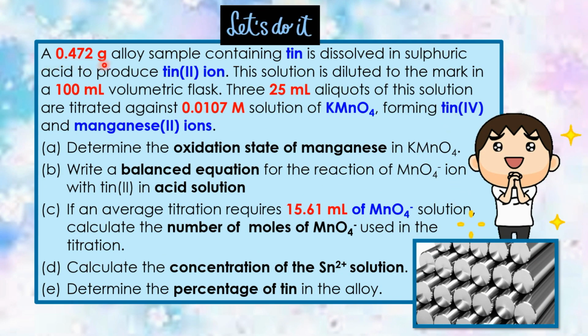A 0.47 gram alloy sample containing tin is dissolved in sulfuric acid to produce tin 2 ion. This solution is diluted to the mark in a 100 ml volumetric flask. 325 ml liquids of this solution is titrated against 0.0107 molar solution of KMnO4, forming tin 4 and manganese 2 ions.